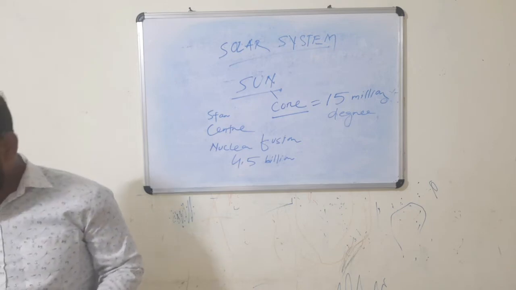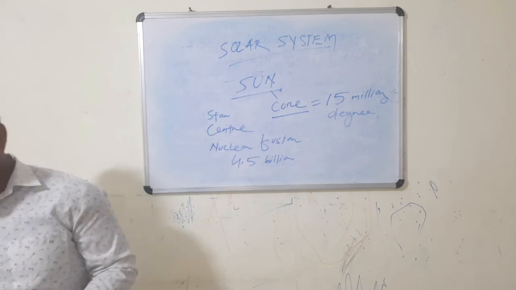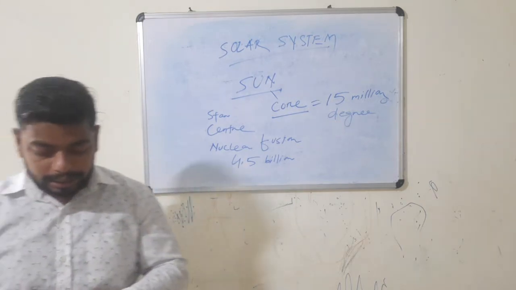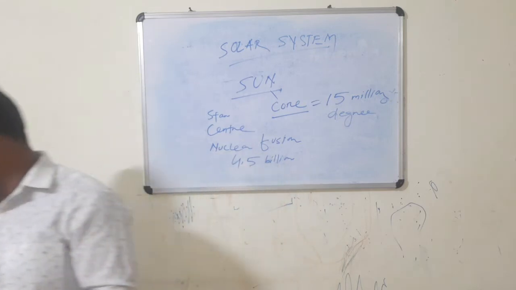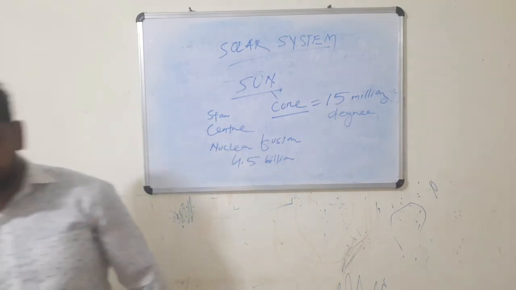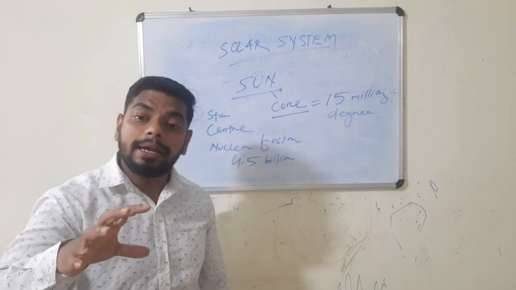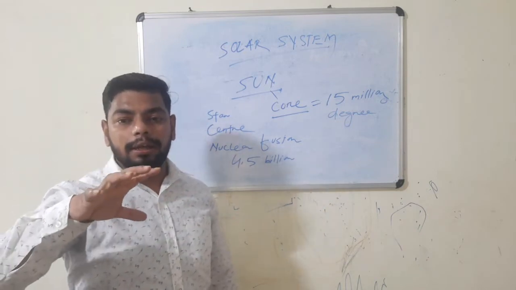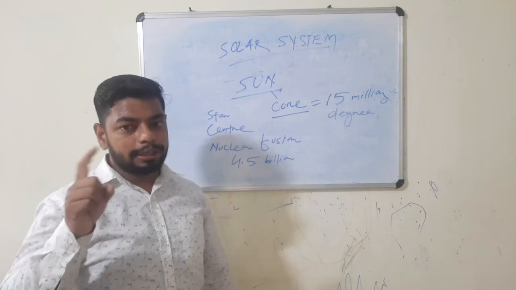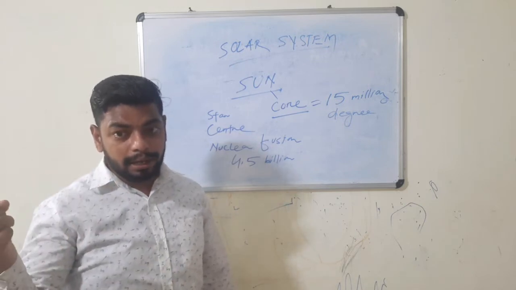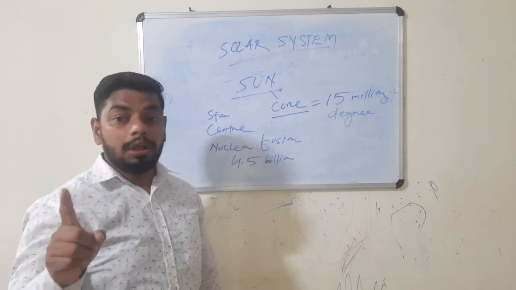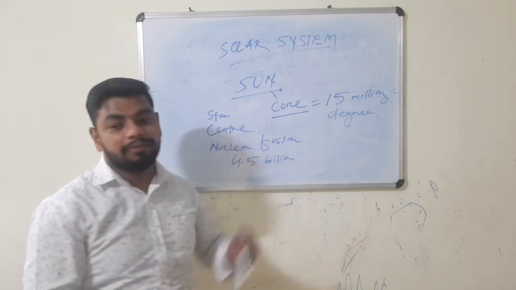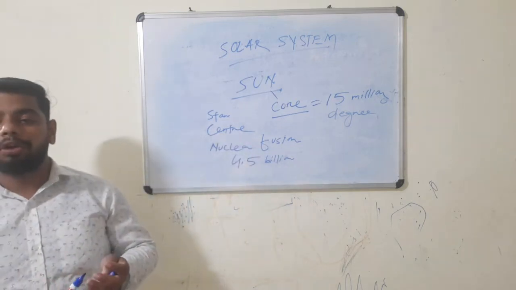In terms of atom count, mainly hydrogen is in large number. We know that our solar system comprises the sun, 8 planets and dwarf planets. They revolve around the sun because of its magnetic field, because of its gravity.